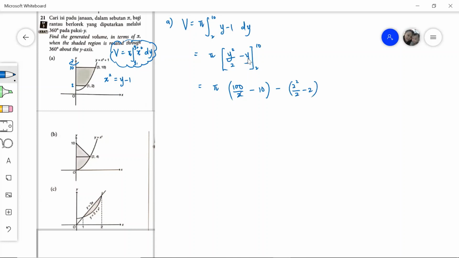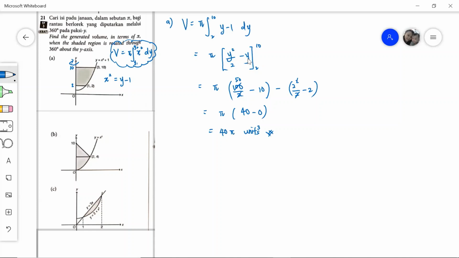This one is quite straightforward, so we can do it without the calculator. We have 40 pi, and 2 minus 2 is 0, so minus 0. So the answer is 40 pi unit cube. That's the volume generated for question A.